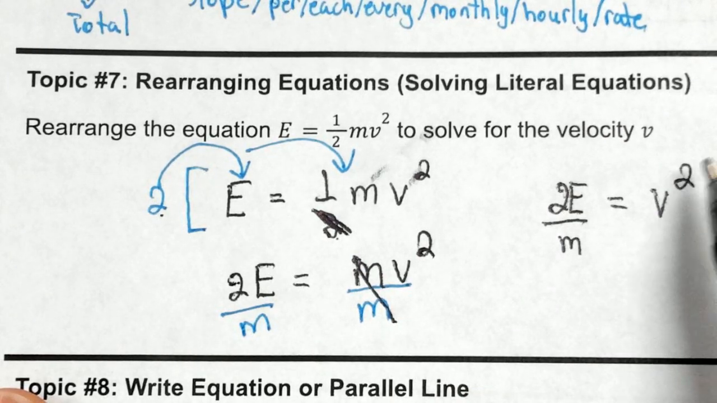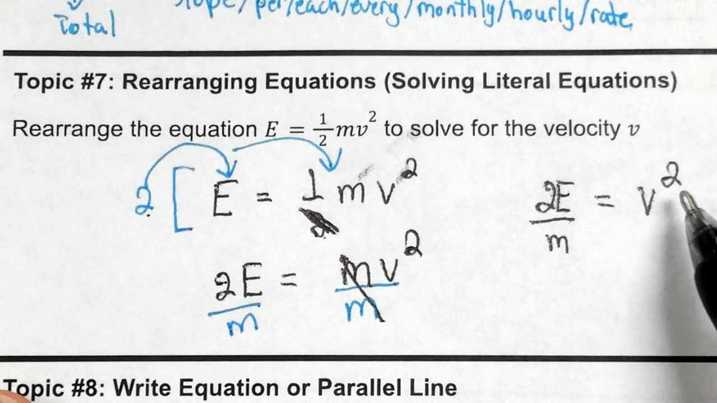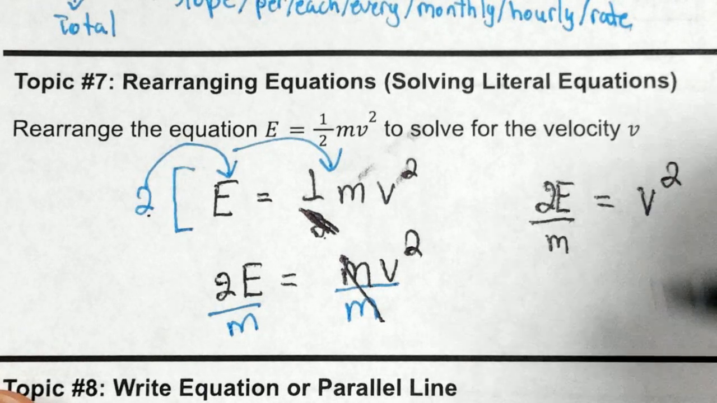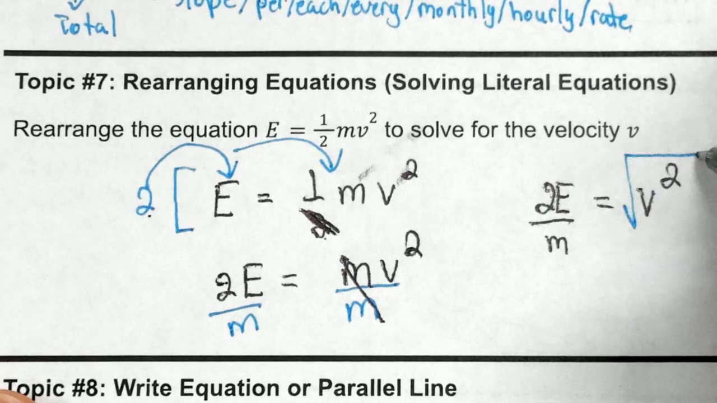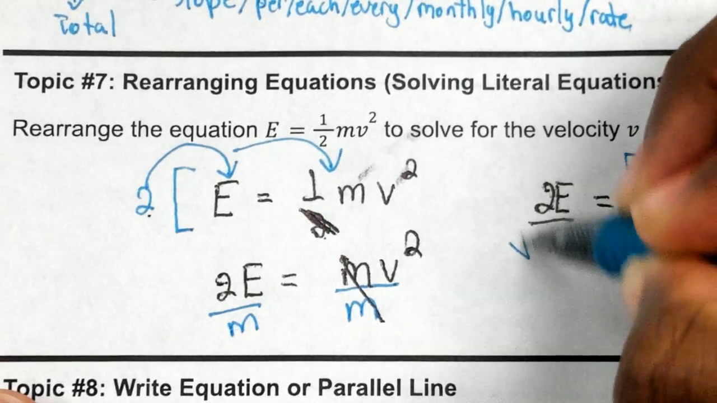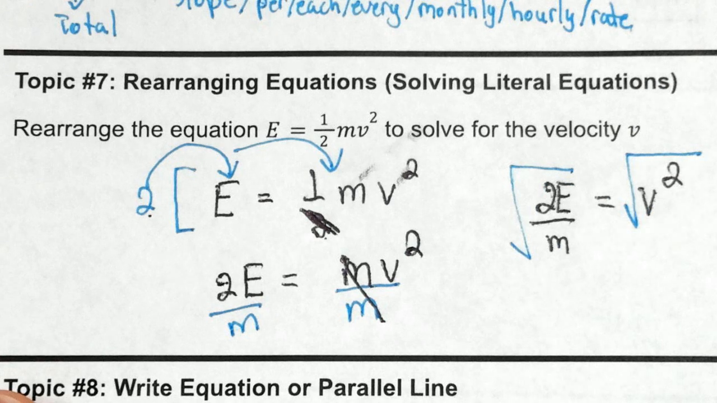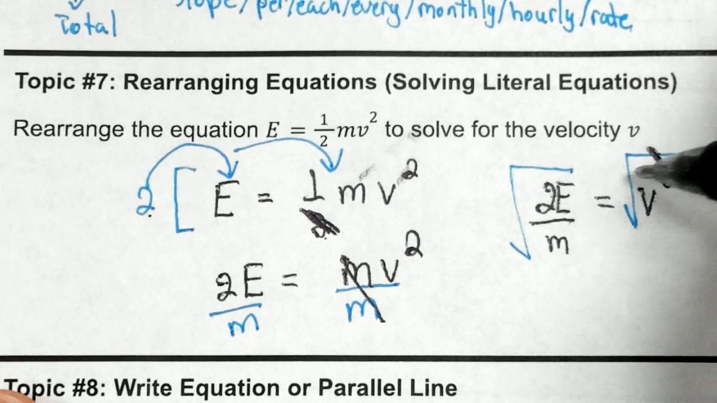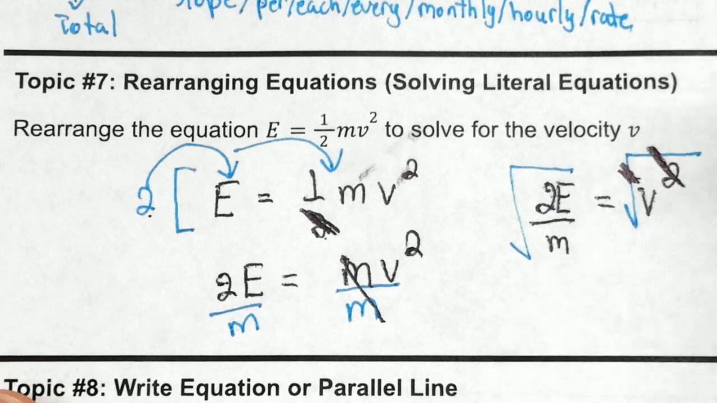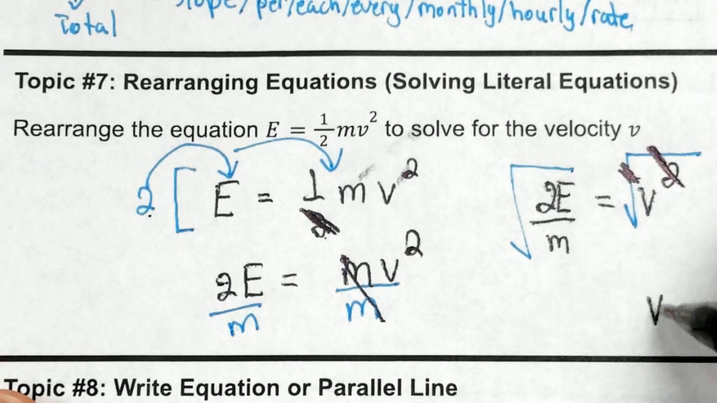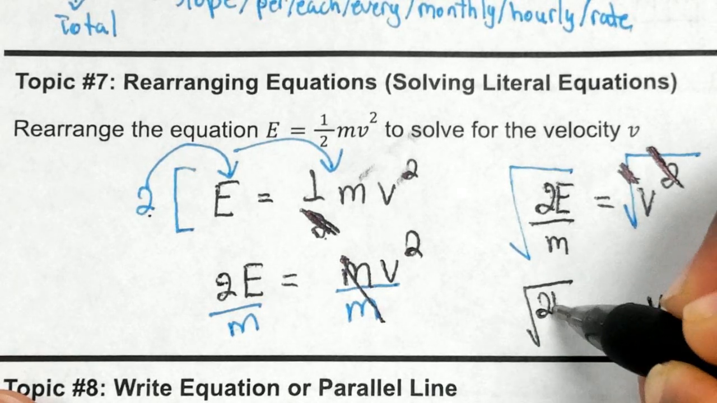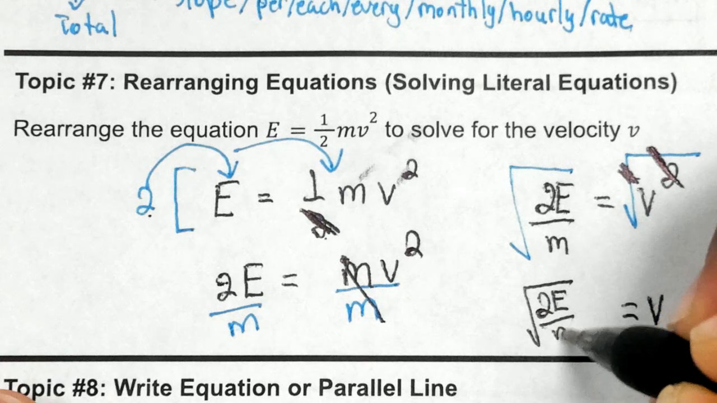So now I need to get rid of the squared. To get rid of a squared, the opposite of squared is square root. So I'm going to take the square root, and if I do it on one side, I have to do the same thing on the other side. The square root cancels out the square, so they cancel each other out. And now I have v all by itself. So my answer would be v is equal to the square root of 2e over m.